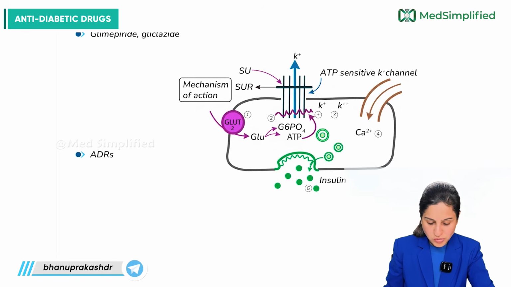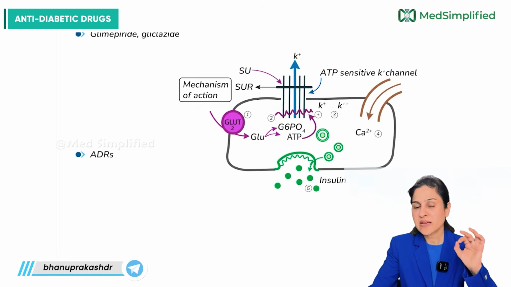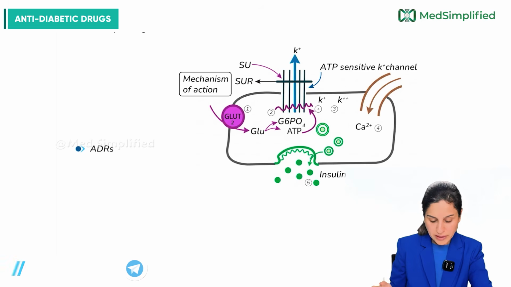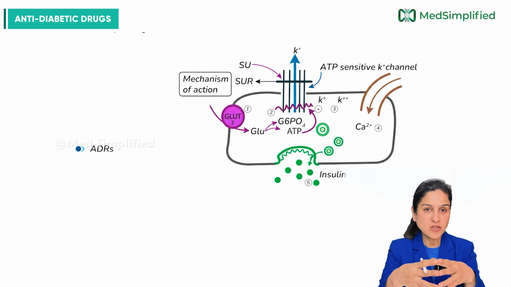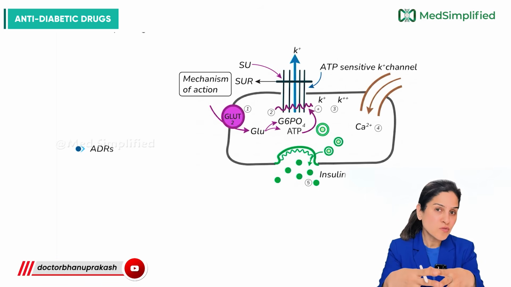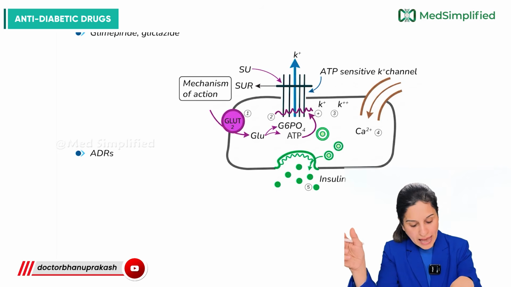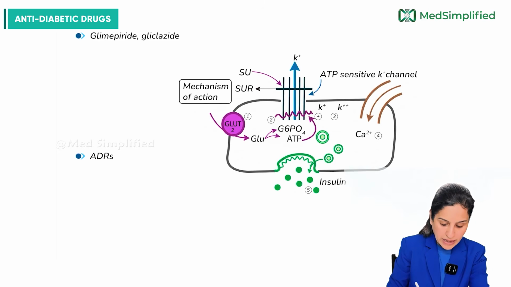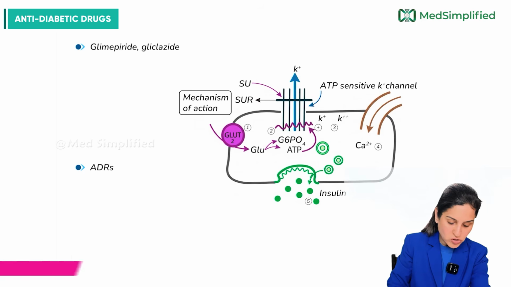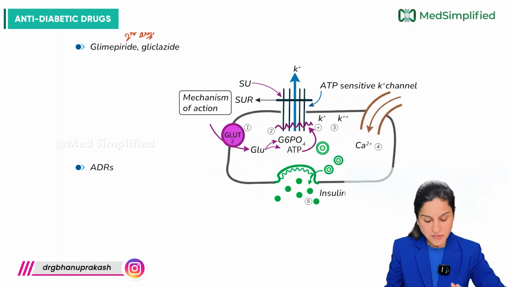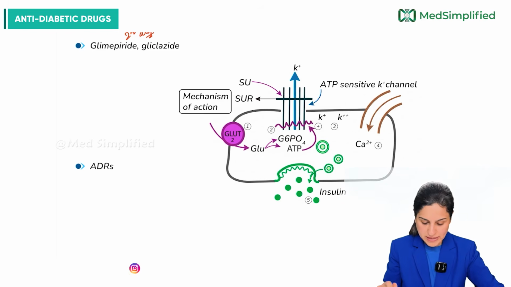All right, moving on to the various drug groups, we are going to highlight the very important features of each one of them. First one is sulfonylurea. Sulfonylureas have two generations. The first generation is no longer used, and the second generation are the newer ones that we use currently. Glimepiride, gliclazide, glibenclamide are all second generation sulfonylureas.